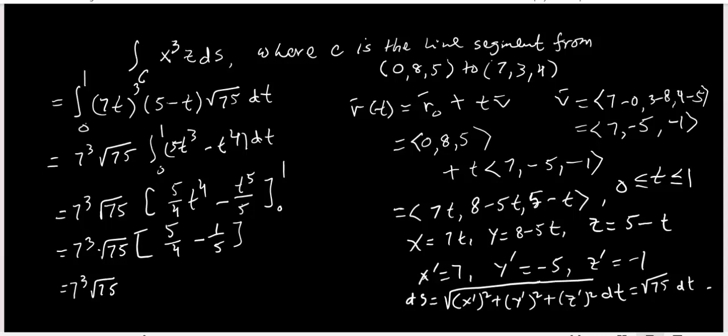7 cubed, square root of 75. You can just do multiplication with the denominators, which is 20, and then cross multiply gives you 25 minus 4. You don't struggle with simplifying fractions. So 25 minus 4 is 21, over 20. So I'm getting 7 cubed times the square root of 75 times 21 over 20. I just want to keep it this way.